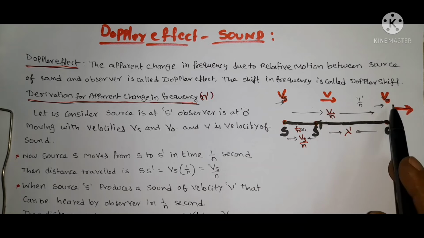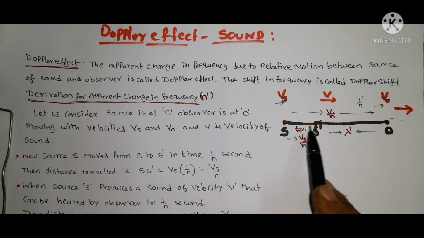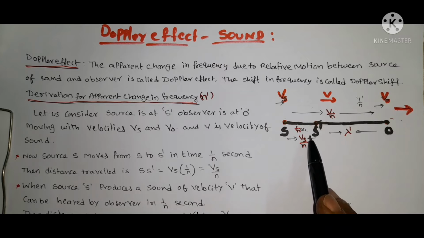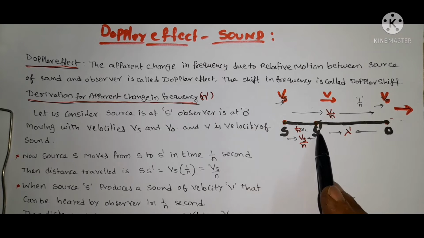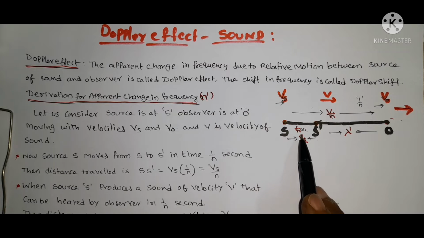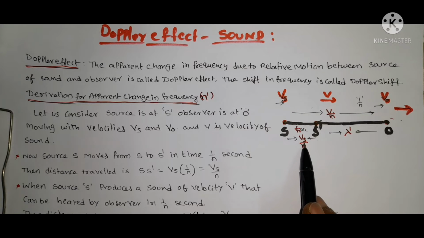In that time the observer is moving very little. In that same time, 1 by n second, the source moves from S to S dash. Then the distance traveled by the source is, as usual, velocity vs, time the same 1 by n second. Then the distance between them you can call vs by n.